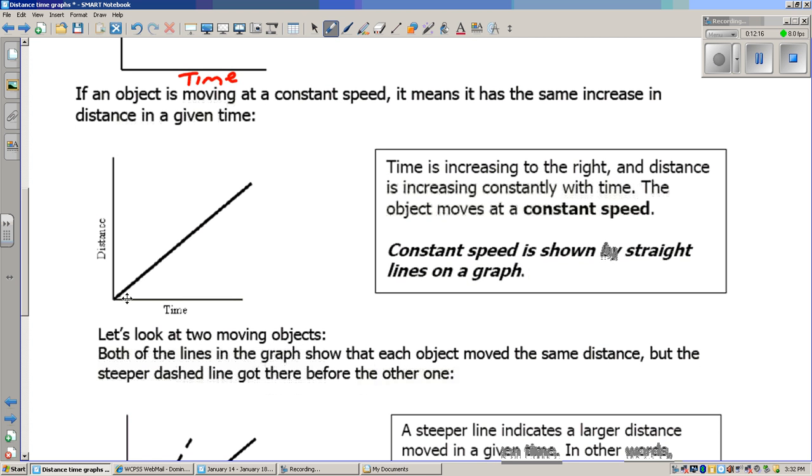All right, the next part says if an object is moving at a constant speed, it means it has the same increase in distance in a given time. All right, constant. Whenever we see a line or we have a linear equation, we're saying that something is traveling at a constant speed. Constant speed is shown by a straight line on a graph. All of these equations we've been graphing over the last 3 weeks have been linear equations. They've all made a straight line, which means they all represent a constant increase, or in this case, a constant speed. Something is increasing consistently.